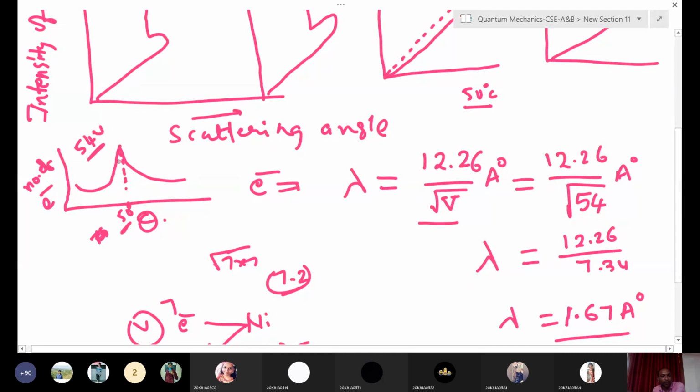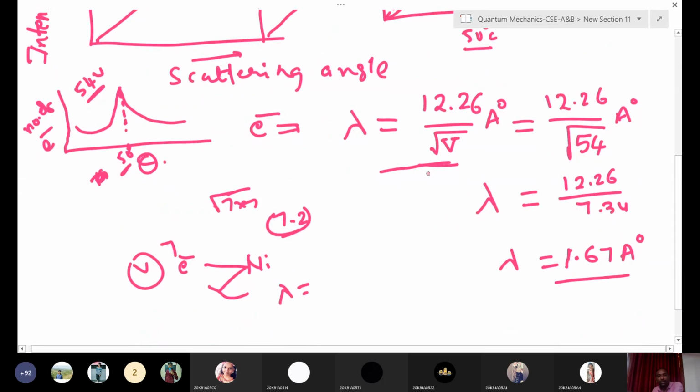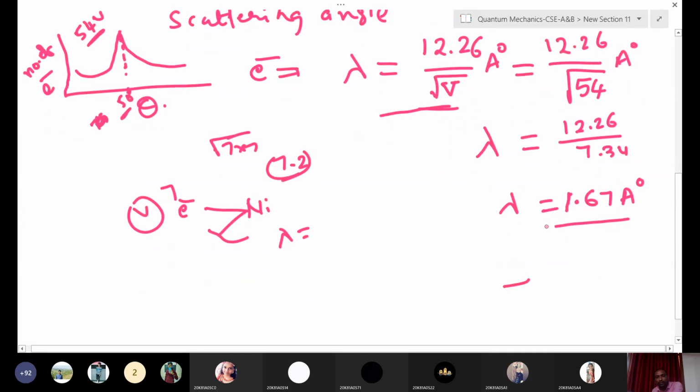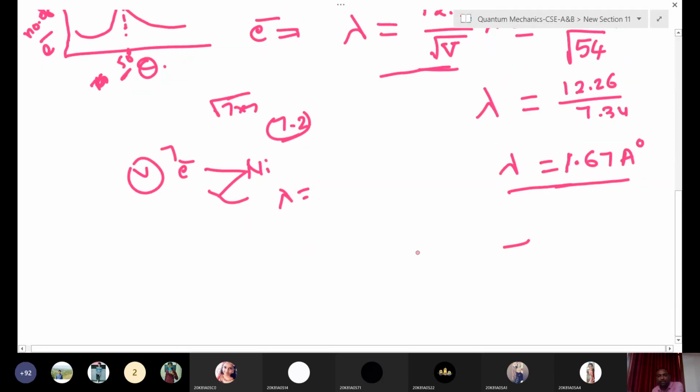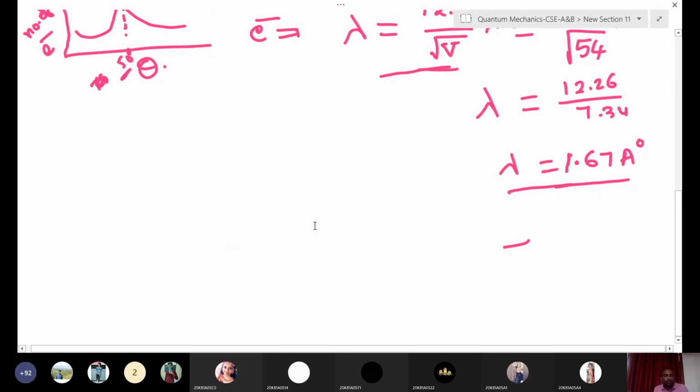That 54 volts we have substituted in the wavelength formula, lambda is equal to 12.26 by root V. After substituting, we got the value 1.67 angstroms. Now what we have to do is draw the nickel crystal planes, like this.